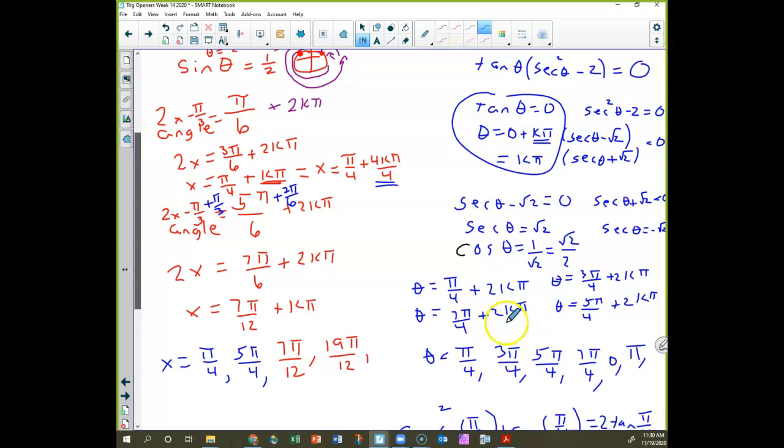And lots of times when we are solving trig equations, we've got a lot of work. We don't want to lose sight to make sure we put all of our solutions together. Now, are there any questions? Okay.